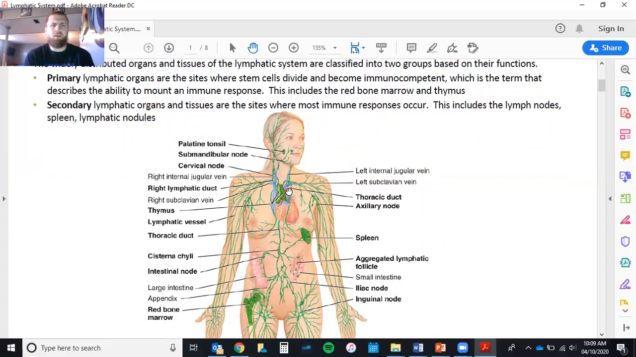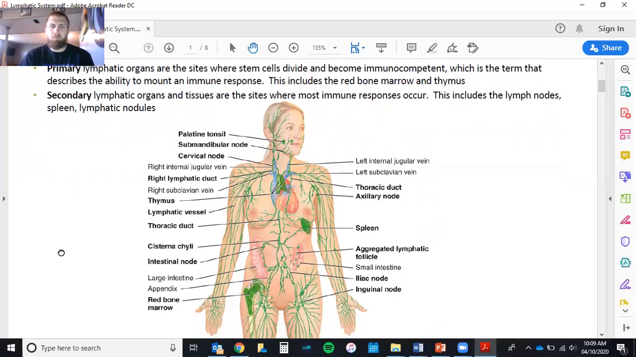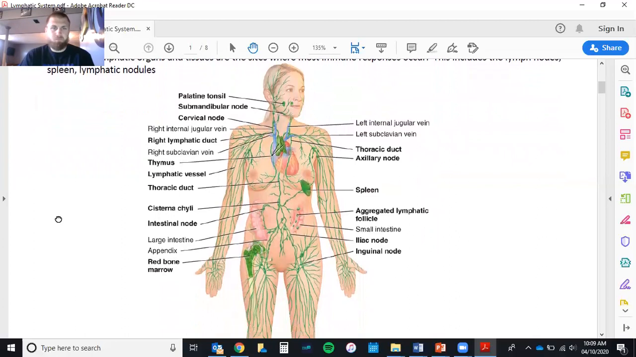Then the secondary lymphatic organs are where those immune responses take place, where they go to battle. Places like our lymph nodes, the spleen, lymphatic nodules, which includes the tonsils, these things called aggregated lymphatic follicles or Peyer's patches, which is what I usually call them, and so on and so forth.